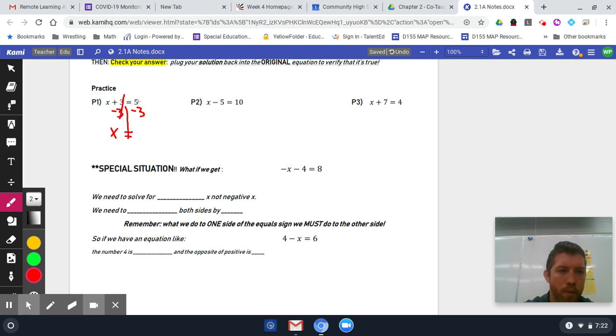And then we do this problem, 5 minus 3. Well, 5 minus 3 is 2. And so we have x equals 2. Now we can plug it back in to see if it's right.